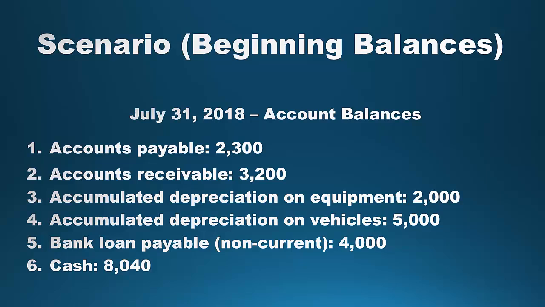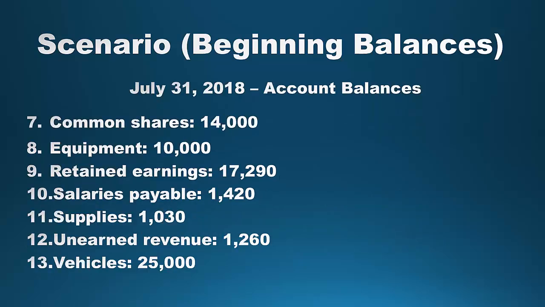Accumulated depreciation on vehicles, $5,000. Bank loan payable, non-current, $4,000. Cash, $8,040. Common shares, $14,000. Equipment, $10,000. Retained earnings, $17,290. Salaries payable, $1,420. Supplies, $1,030. Unearned revenue, $1,260. Vehicles, $25,000. These numbers give us a snapshot of where the business stands financially at the end of July.